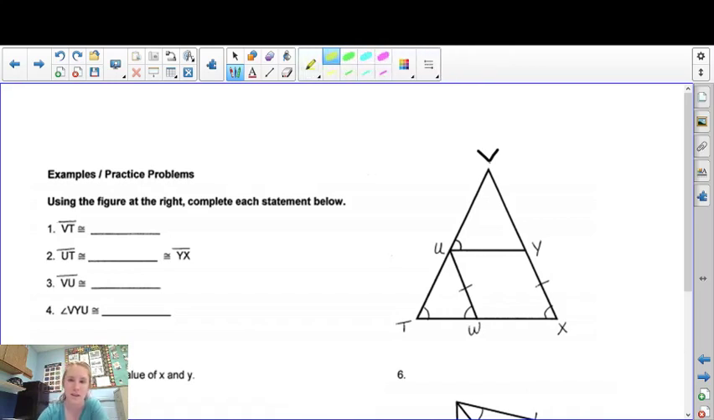So VT is congruent to, well, if you notice, I have one big triangle in yellow, so ignore the extra lines for a second. Angle T and angle X are congruent, which means that the sides would have to be congruent. So VT would end up having to be congruent to VX.